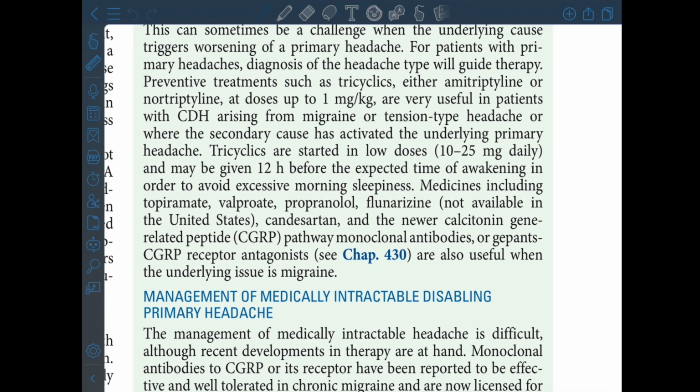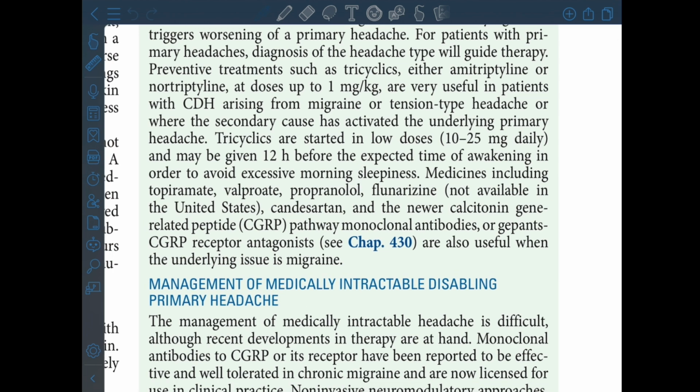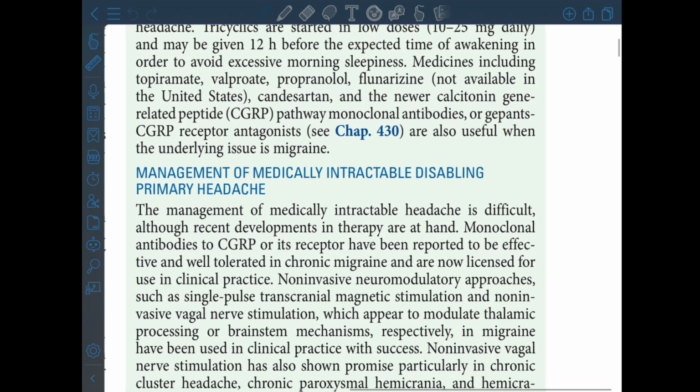Medicines including topiramate, valproate, propranolol, flunarizine, candesartan, and the newer calcitonin gene-related peptide pathway monoclonal antibodies, or CGRP receptor antagonists, are also useful when the underlying issue is migraine.